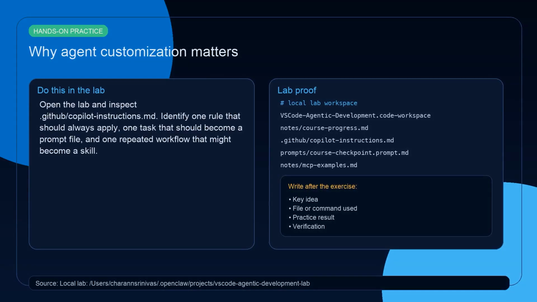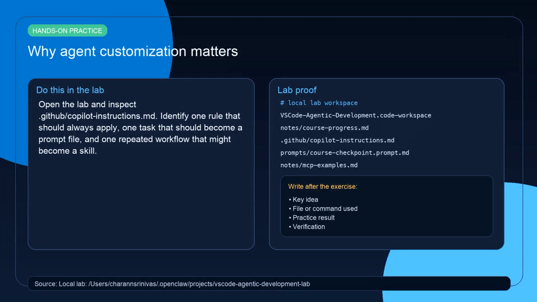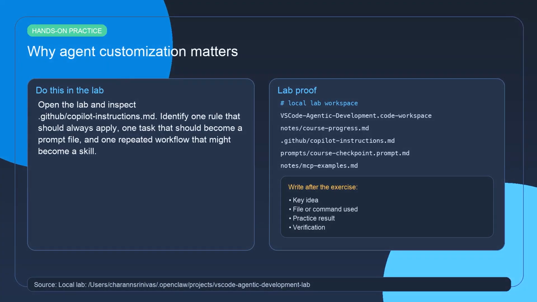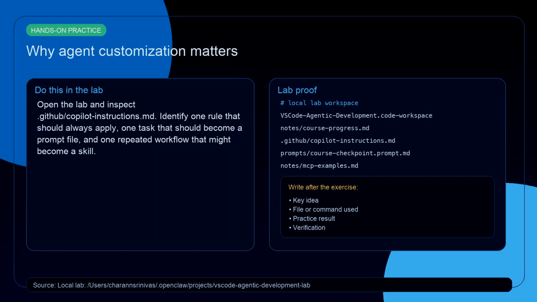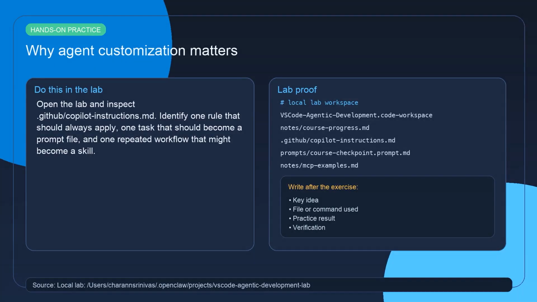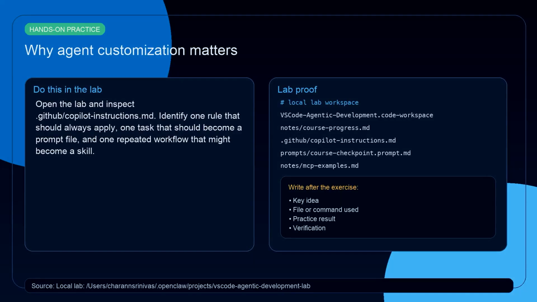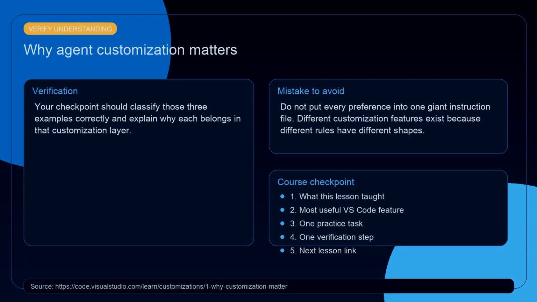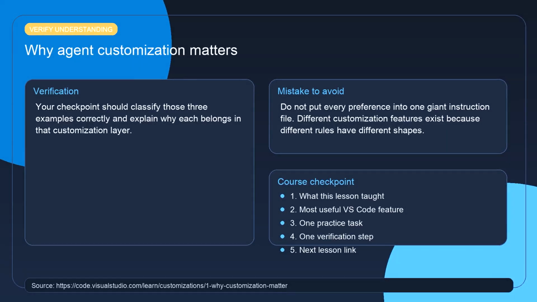Now make it practical. Open the lab and inspect .github/copilot-instructions.md. Identify one rule that should always apply, one task that should become a prompt file, and one repeated workflow that might become a skill. Your verification step is this. Your checkpoint should classify those 3 examples correctly and explain why each belongs in that customization layer.